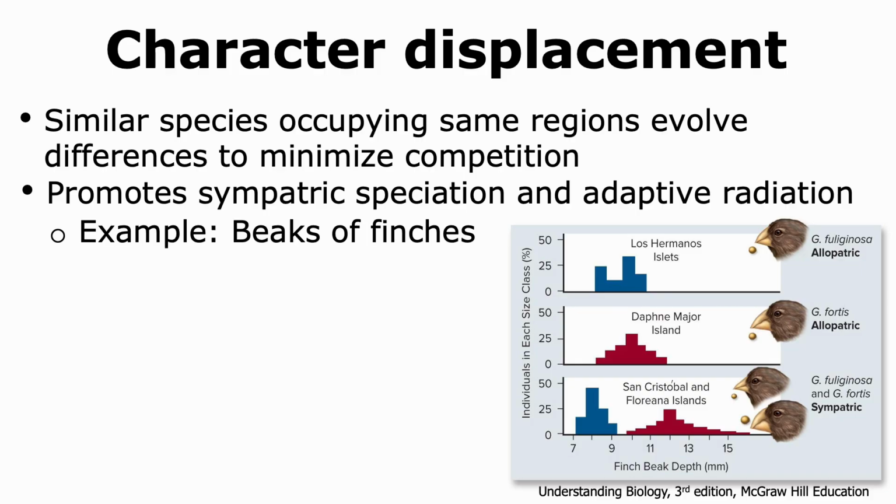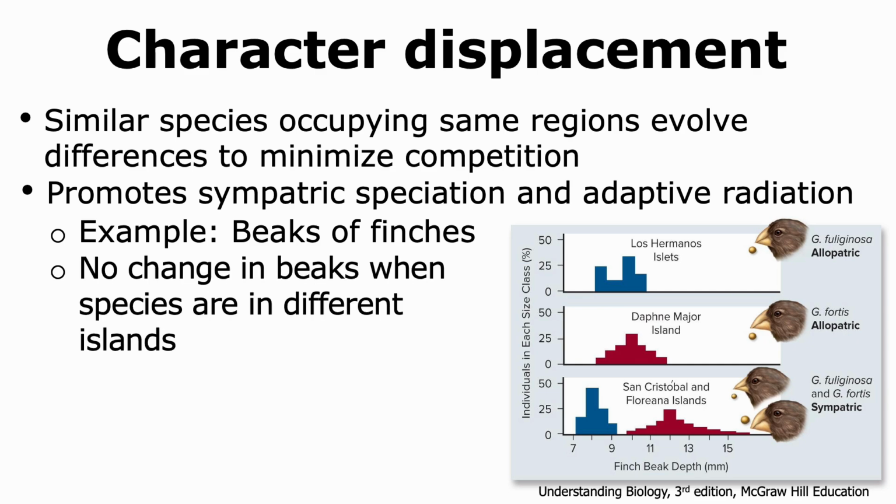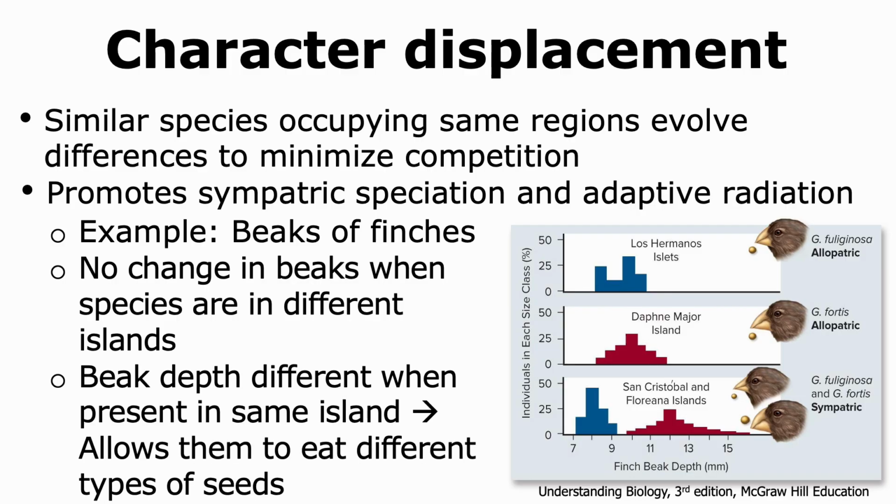Let us take the example of the beaks of finches that are present in different islands. We notice that when finches are present in different islands altogether, then there is no change in the types of beaks that they have. However, when we compare the beaks of finches that are present on the same island, then we start noting differences. These differences allow the finches to eat different types of food sources, and hence it minimizes the competition between the different species and allows them to coexist in the same fundamental niche.